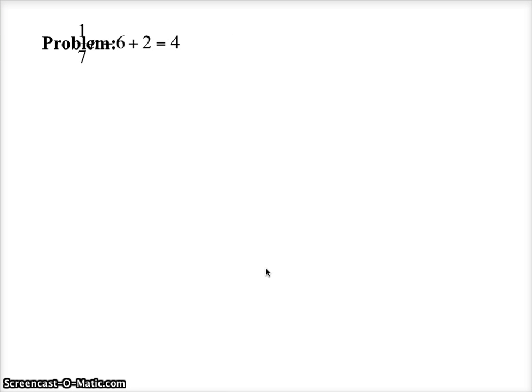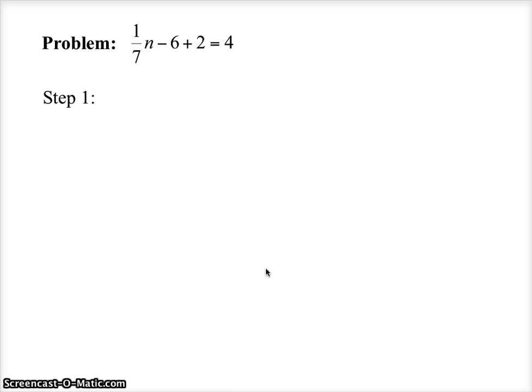All right, here's your problem. 1/7 n minus 6 plus 2 equals 4. Pay attention to negatives this time. All right, go ahead and pause it. Great, now you should be finished. So let's look and see whether you got it right.